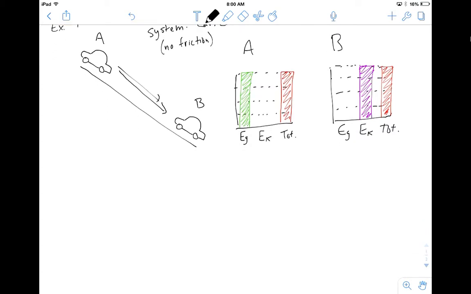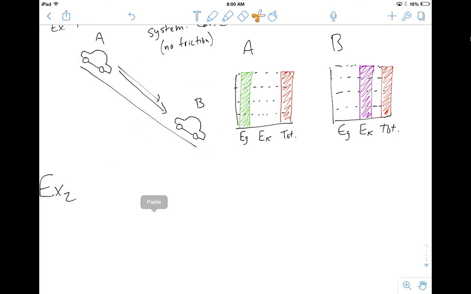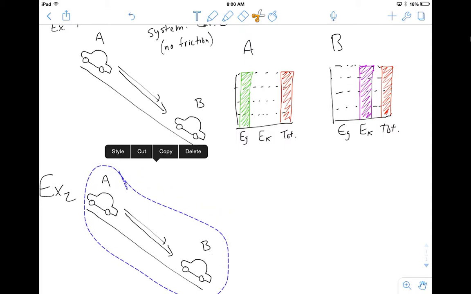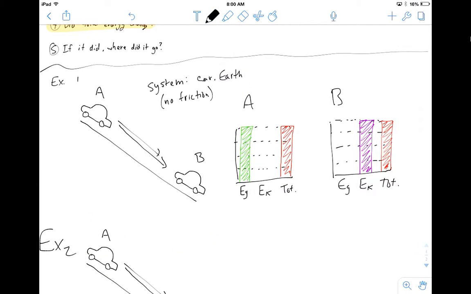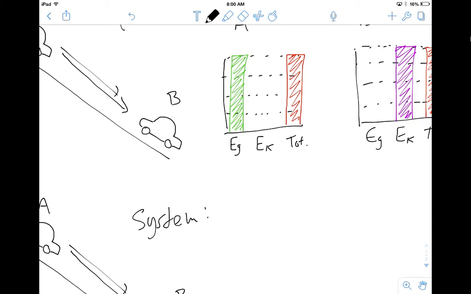Okay, let's do example 2 now. And I'm going to use the same car setup. If you want to draw it again, you can. If you don't want to, you certainly don't have to. But now my system is going to be defined differently. So my system, instead of being the car and the earth, is going to be just the car.